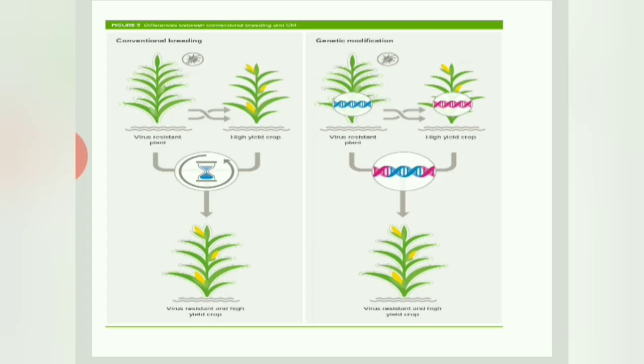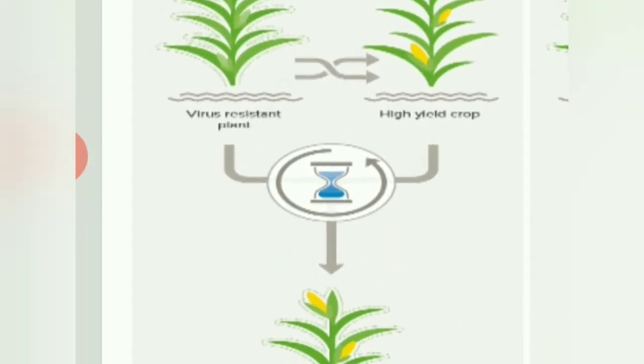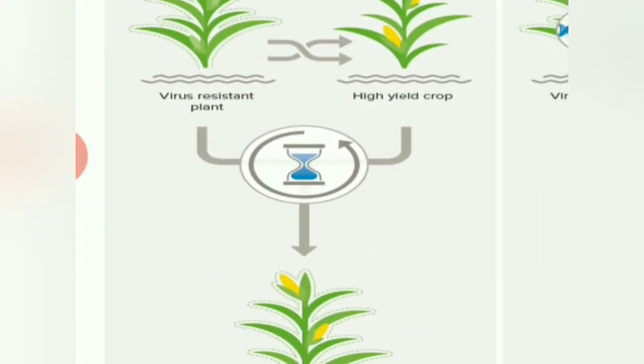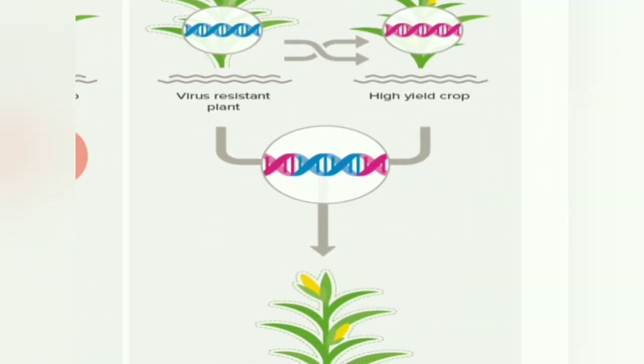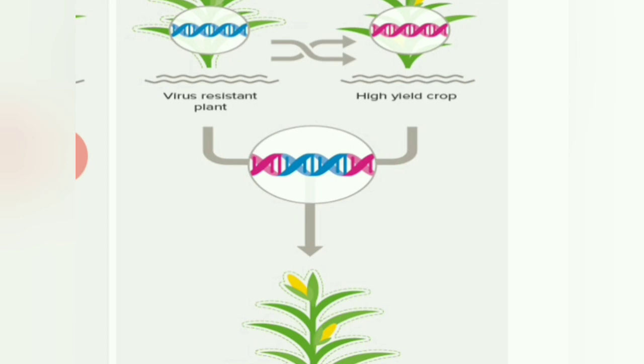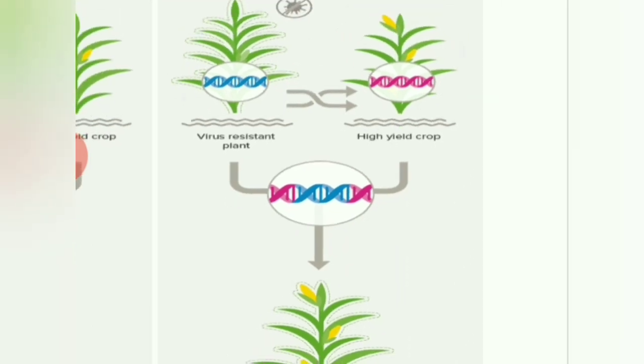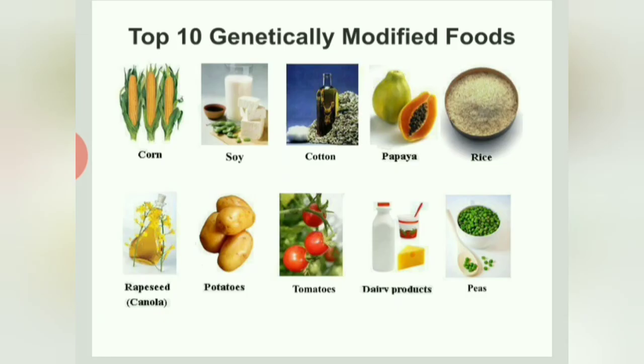In this picture we can see that a virus resistant plant is crossed with a high yield crop, so the output will be a virus resistant and high yield crop. This is how genetic modification is done. Here you can see the DNA of a virus resistant plant is linked with the high yield crop's DNA. So automatically the hybrid variety will be virus resistant and high yielding. These are the top 10 genetically modified foods: corn, soya, cotton, papaya, rice and so on.